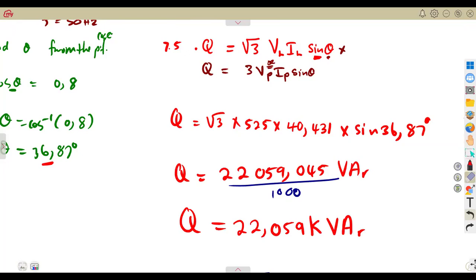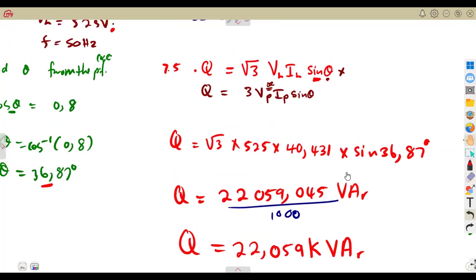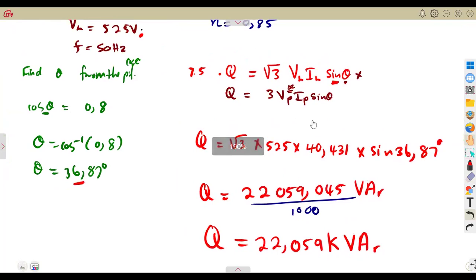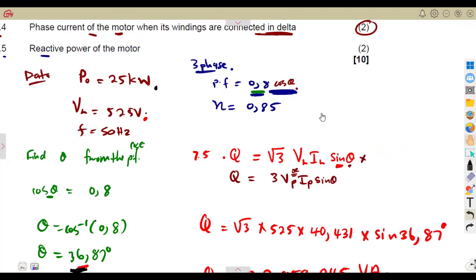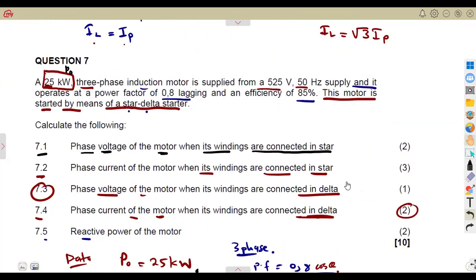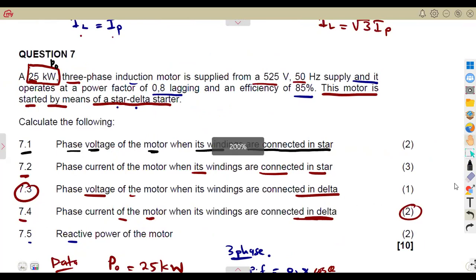So this is how you're supposed to have obtained your reactive power from the power factor. You need to first calculate the angle theta that you're going to use. These are the calculations that you're going to have under the three phase. It can be a combination of the two, like what we have, the star and the delta.